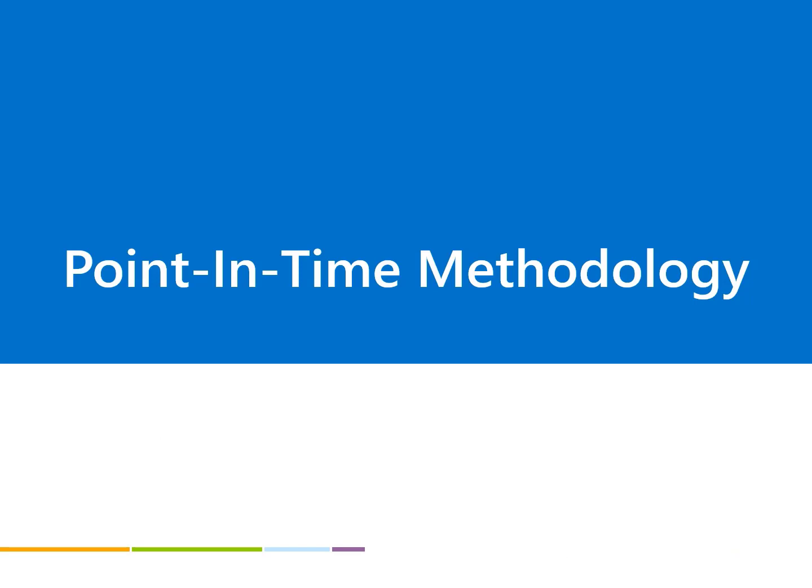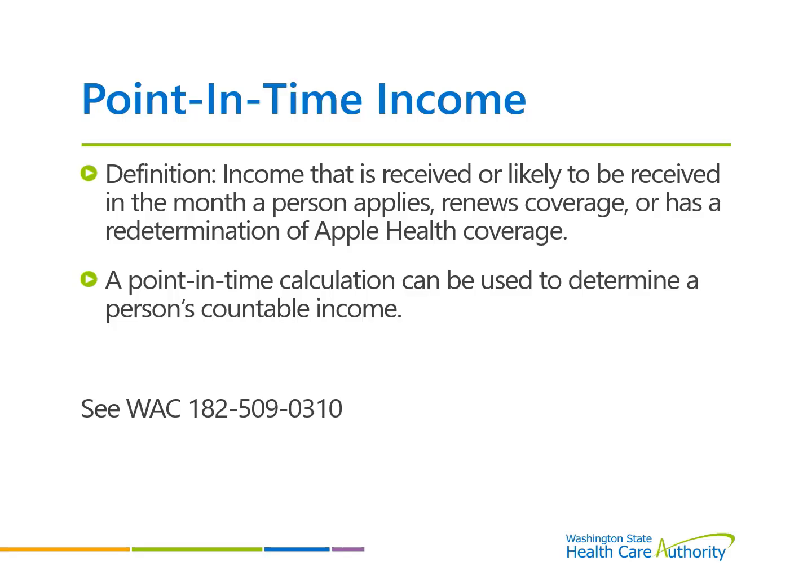Point-in-time methodology. Next, we will discuss the point-in-time methodology. Point-in-time income. This is income that is received or likely to be received in the month a person applies, renews coverage, or has a redetermination of Apple Health coverage. A point-in-time calculation can be used to determine a person's countable income. For more information, see WAC 182-509-0310.